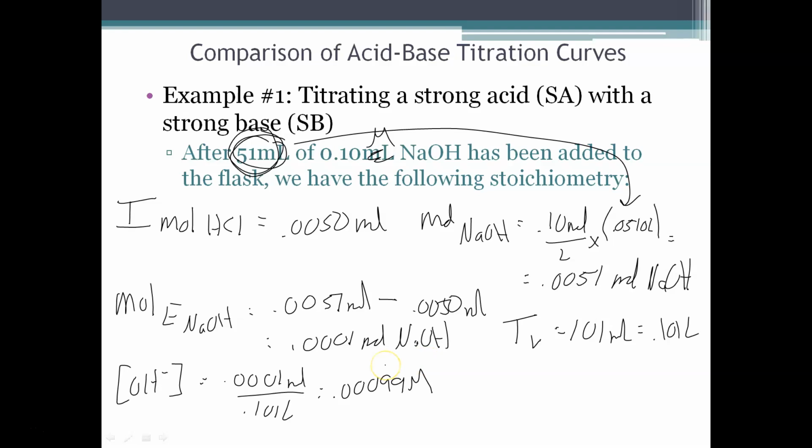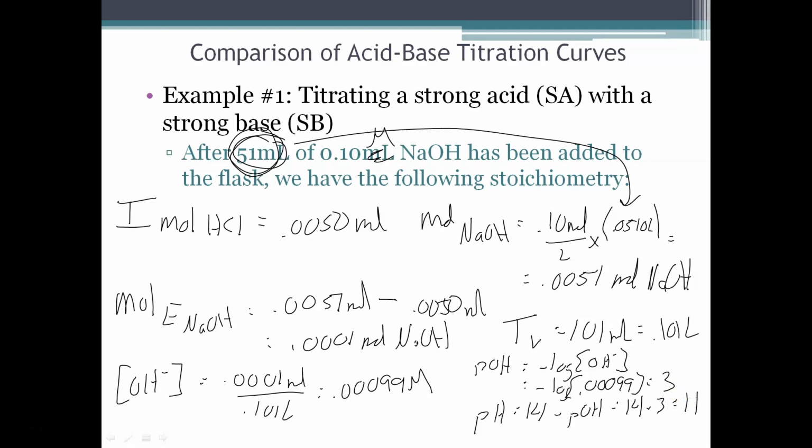So how do I find the pH? Well, I need to find the pOH first because I have my hydroxide concentration, and there's a relationship between them. So I'll review it here. pOH is the negative log of your hydroxide concentration, which is negative log of 0.00099. And that's going to give me approximately 3 for my pOH. My pH then is 14 minus my pOH from that lesson. 14 minus 3 is 11. So my pH is 11.